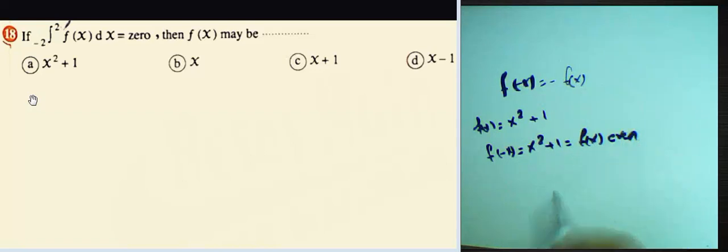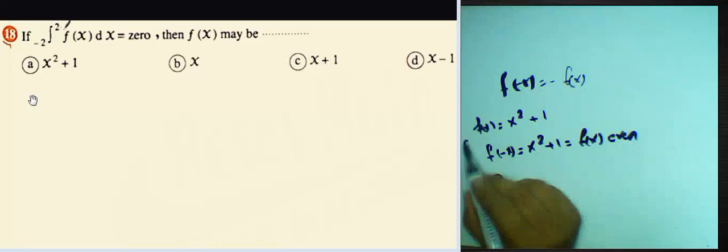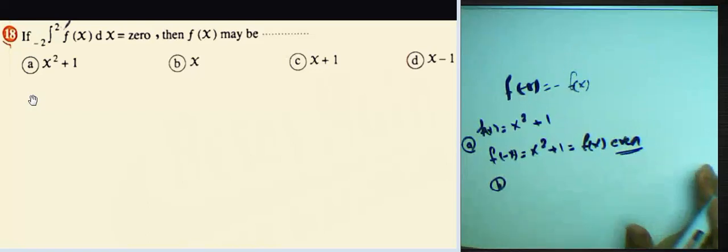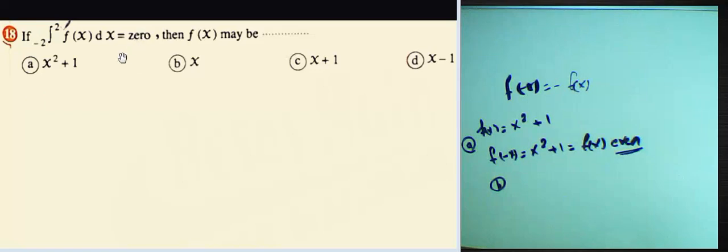Okay, but letter B, look at letter B, like letter A, it's even. I want the result to be what? It will be odd, because he gives the result here equal to 0. So letter B, function f of x, x.